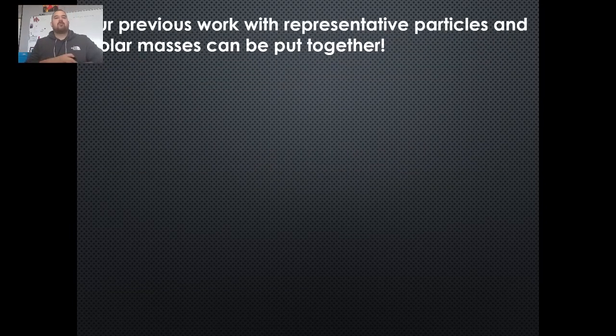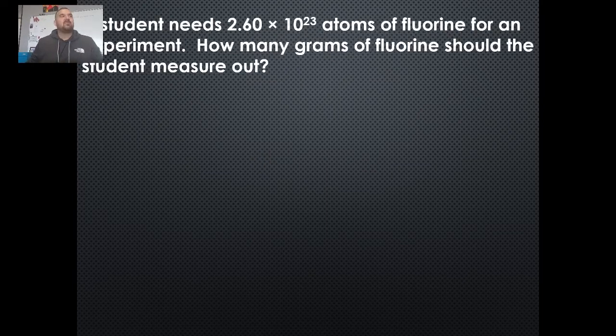All right, so our previous work with representative particles and molar masses can also be combined. This is going to be the most difficult type of problem you're going to see on this ACP. The next ACP for next semester is going to be just a few more steps than this. But everything we've worked so far has been a 1-step conversion. What we're about to do are going to be 2-step conversions. So in a 2-step conversion, you're going to do the same train track, except this time we got 2 dividers.